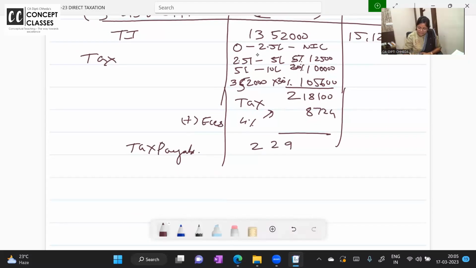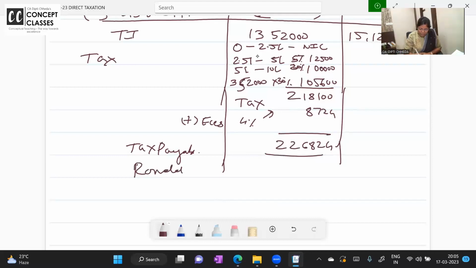2,18,100, 8,724 is this. And so the tax payable is coming to how much? Calculate and say faster than me. 2,18,100 plus this, 2,26,824. Yes, now it is correct. Good, if we do mistake here, we will remember.